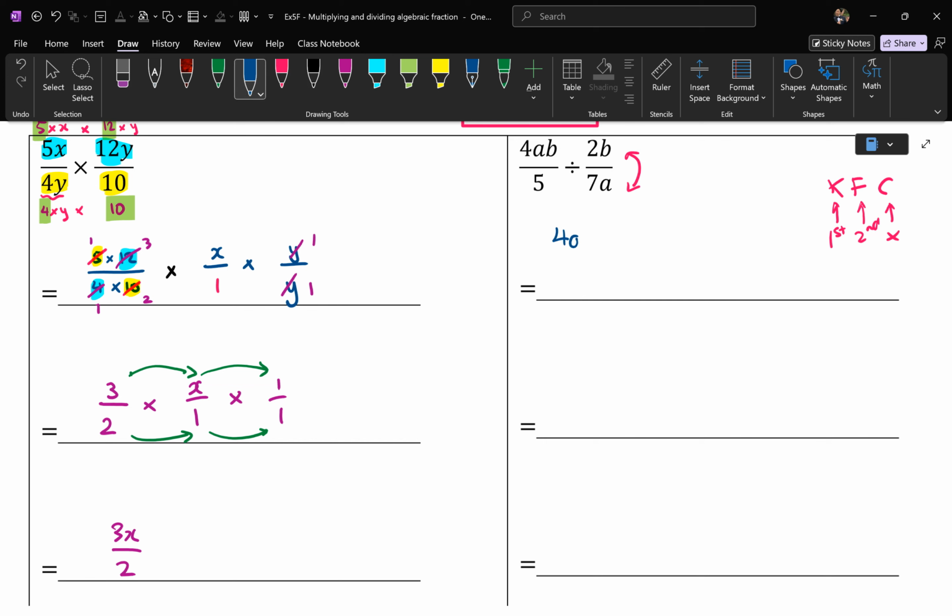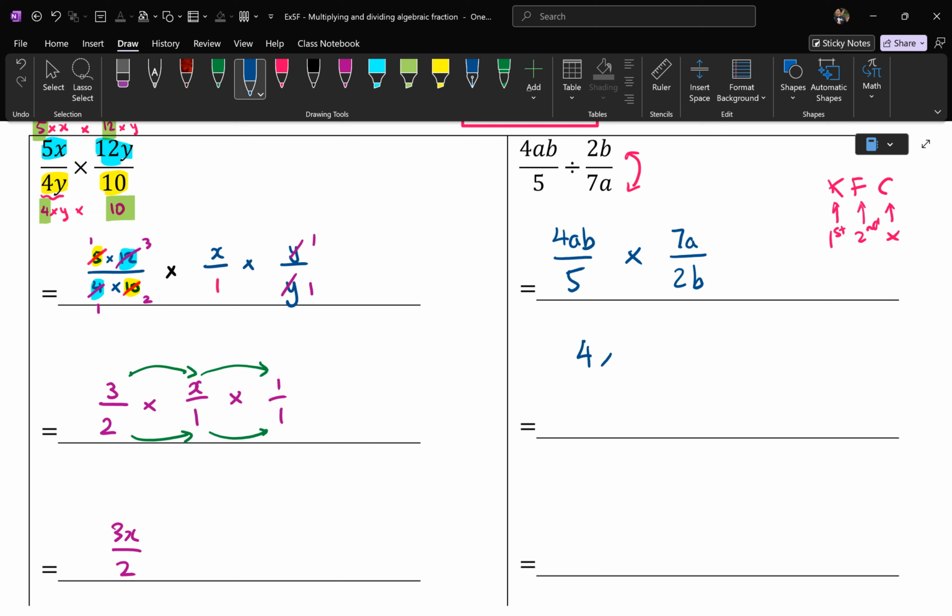4AB. Keep the first fraction. Flip the second, so 7a over 2b, and change the sign. This is the problem we're working with now. Same idea. What I did over here, I would keep all the numbers together, and each letter I separate. Yeah, so there's 2 a's on the top, 1 b on the top, and only 1 b on the bottom. So when I write it out, this is how I would do it.